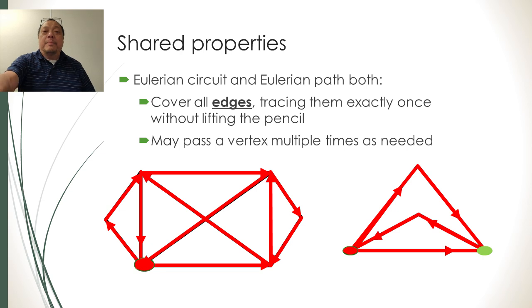A common property of both the Eulerian circuit and the Eulerian path is that they both pass through each edge exactly once without lifting the pencil, but each vertex may be visited multiple times as needed. Being Eulerian is about the edges.